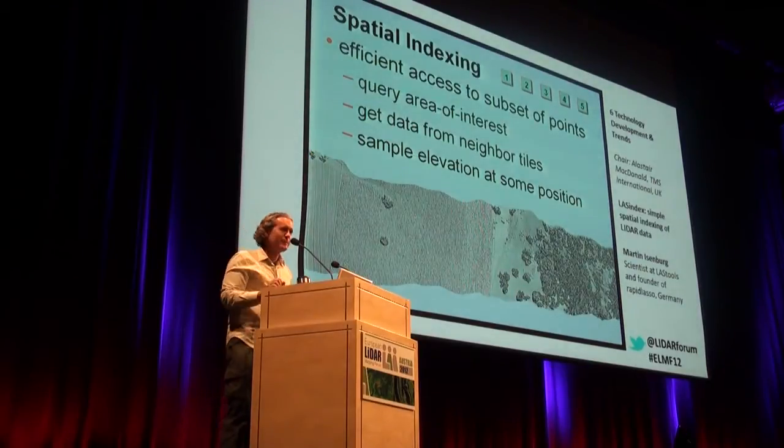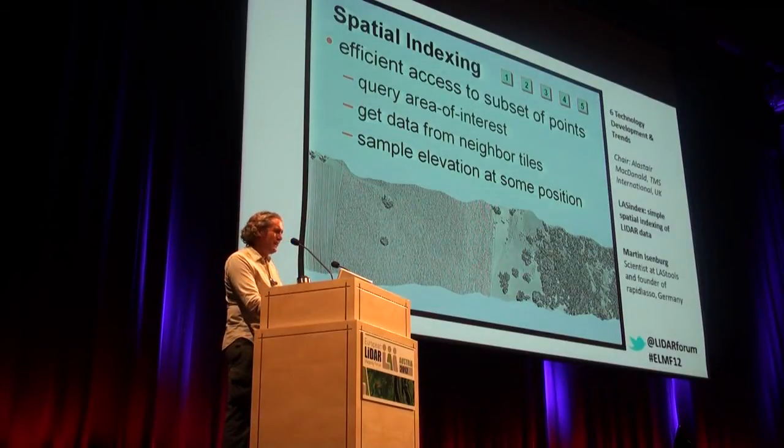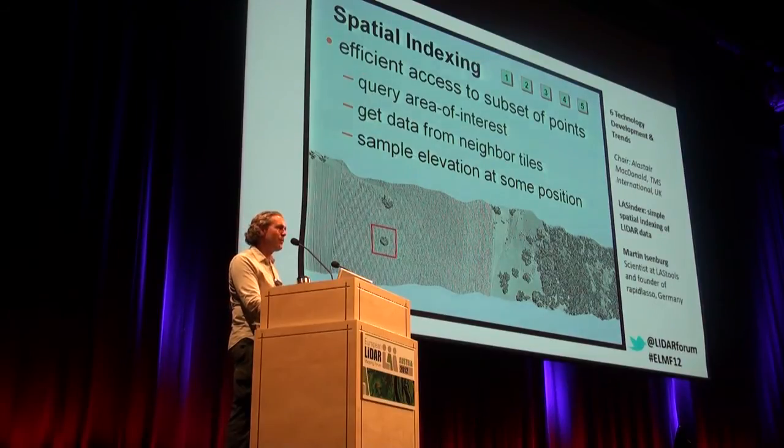Spatial indexing. What is spatial indexing? You only need it when you want to have efficient access to a subset of the points in a large file, or in many large files, or in many small files, or whatever. So the idea is you want only the points that fall into the red rectangle, for example. Or maybe you only want these points here.